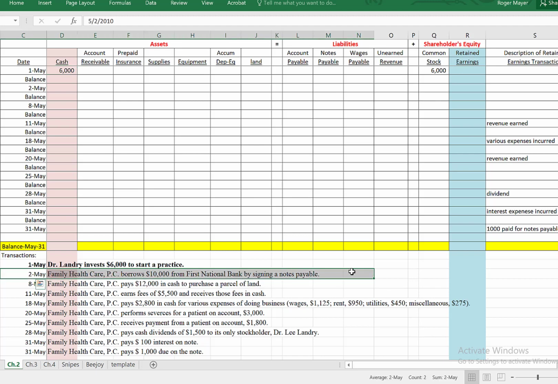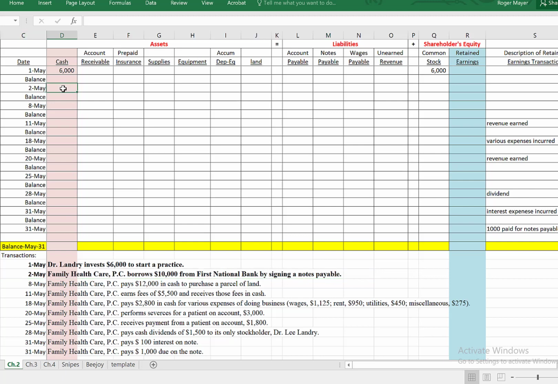The next transaction is Family Healthcare borrows $10,000 from First National Bank by signing a notes payable. So on May 2nd, we, meaning Family Healthcare, borrows $10,000. So if we borrow $10,000, we have now $10,000 in cash. What happens on this side of the equation is we now have a notes payable. We owe this money. That's not $100,000, but that is $10,000.